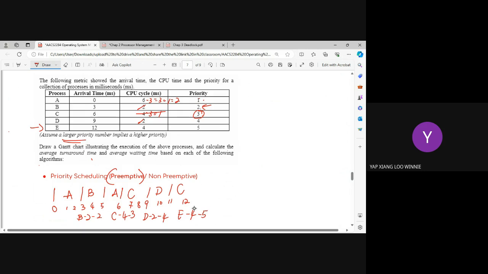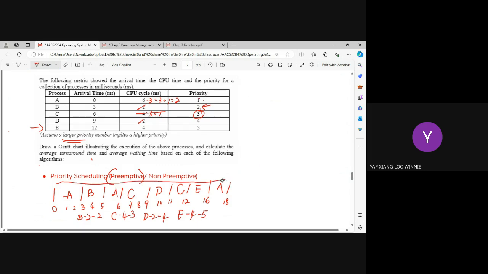Okay, CPU cycle of 4 and a priority of 5. So 5 and 1, definitely 5 has the higher priority. So your CPU is going to process process E for 4 milliseconds, so we will process it until 16 milliseconds. And lastly, which is the lowest priority of 1, process A, having another 2 milliseconds, which is 18. So we are done in this case.